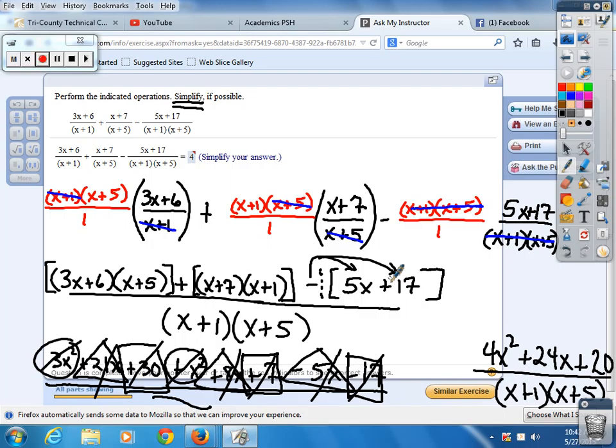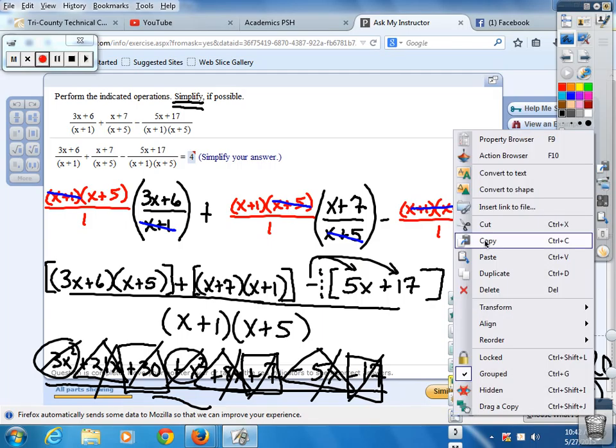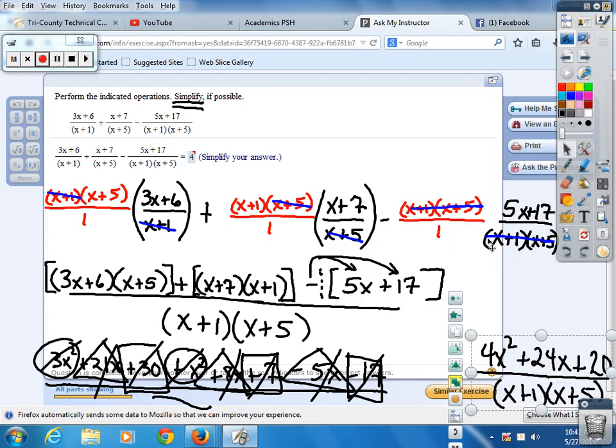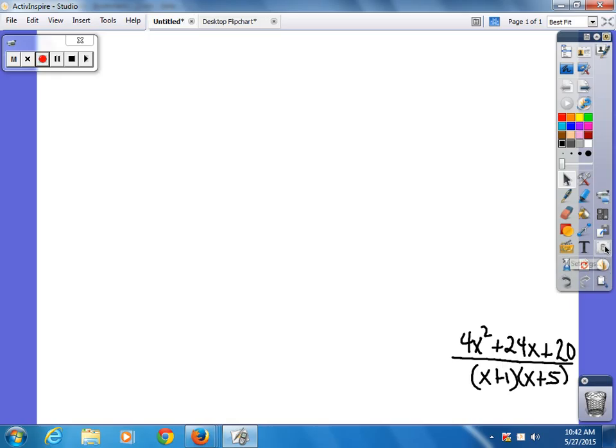Now, I'm going to take this and take it over to the next page just to see if we can do anything with it. I don't know. Okay. Thank you. And we're going to go to a white page. And there it is.